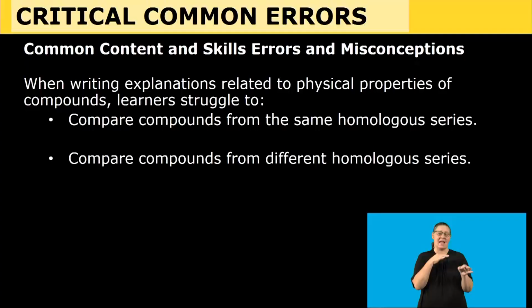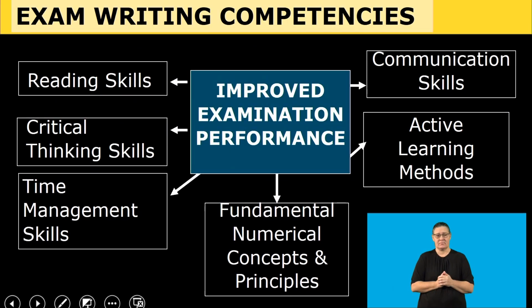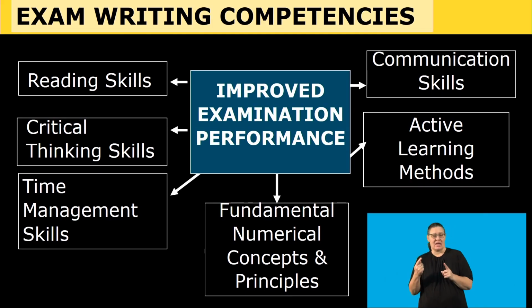So when we are writing explanations that are related to physical properties of compounds, we are struggling to, number one, compare compounds that are of the same homologous series, and also to compare compounds that are from different homologous series. Whenever we're trying to explain using the physical properties, we struggle to compare properties within the same homologous series, and then we also struggle to compare properties within different homologous series. For instance, alcohols and carboxylic acids, those are different homologous series.